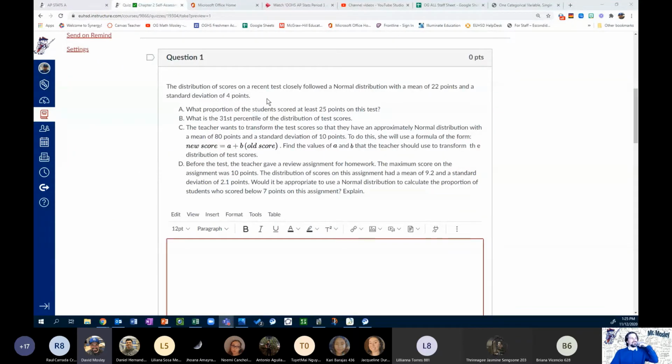We're looking at the distribution of scores on a recent test. They have a mean of 22 points and a standard deviation of 4. You find the proportion of students who scored at least 25 points. What's the 31st percentile? We're going to do a transformation to the scores, and then consider another set of scores. So there are a few parts to this one, really having you work with percentiles, the proportion under the density curve, the standard normal curve, table A, and all those things.